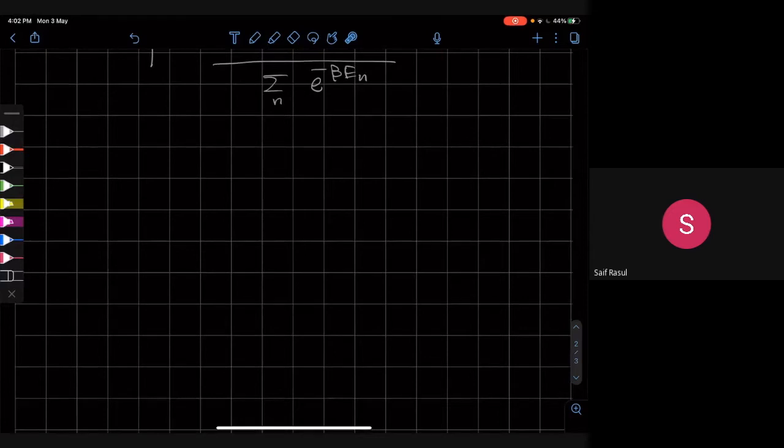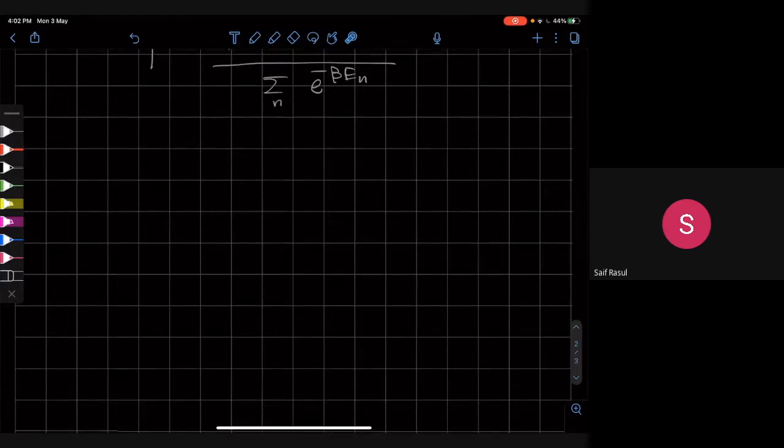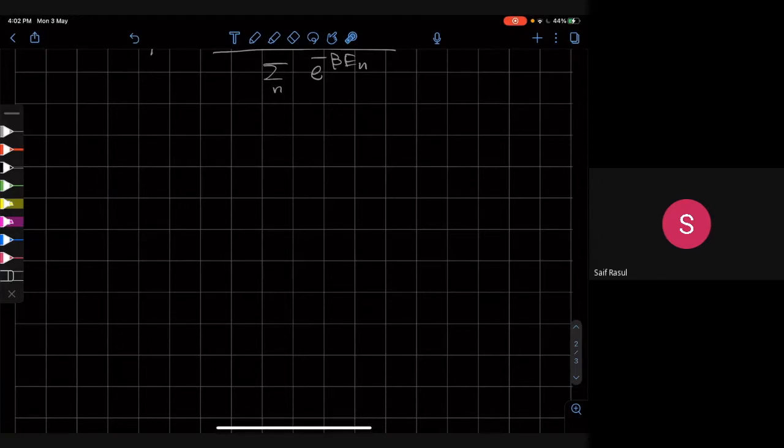I'm very excited to talk about quantum gases. So the first quantum gas that we'll talk about is the photon gas. We'll actually work out the blackbody radiation. But before we do that, let's do a simpler case.